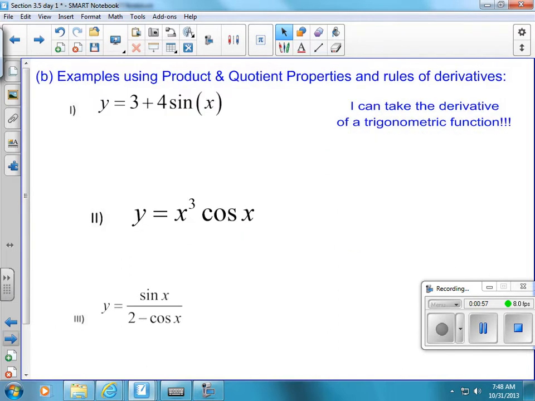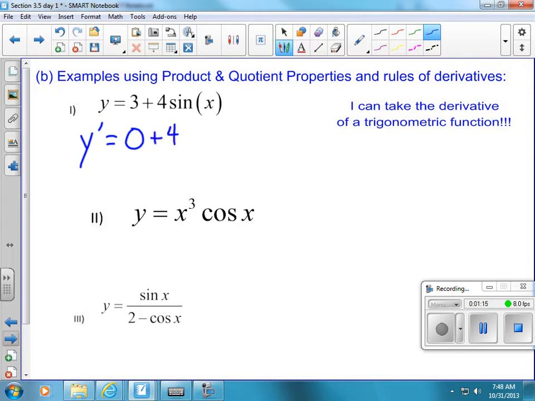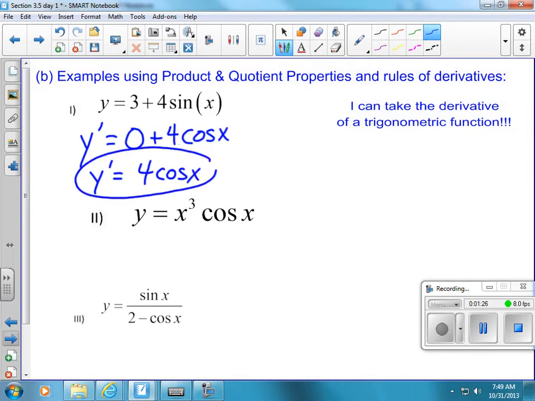Let's do some examples. We're going to use the product rule, quotient rule, and rules of derivatives. The first is the derivative of a constant, 3. The derivative of a constant is 0 every day. All right, now we have a multiplier on the sine. So the derivative of sine of x is cosine of x, and we just multiply it by its multiplier. And therefore our derivative of this function is 4 cosine of x.